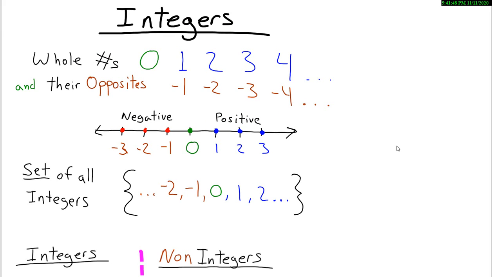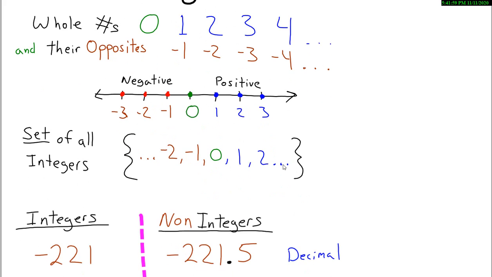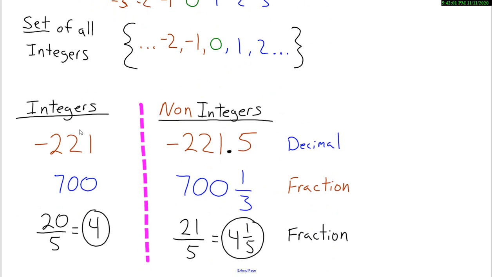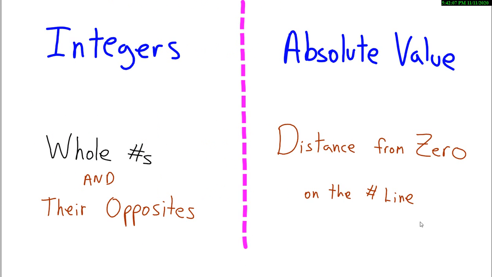All right, so what do we learn? There's positive and there's negative integers, right? They're not fractions and they're not decimals. And you can see what are integers and what are not integers. So integers are whole numbers and their opposites. And maybe you've heard this term before, absolute value, from last year. It's the distance from 0 on the number line. We'll work with that later.